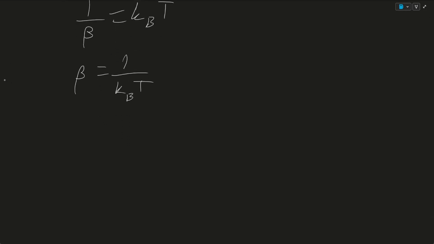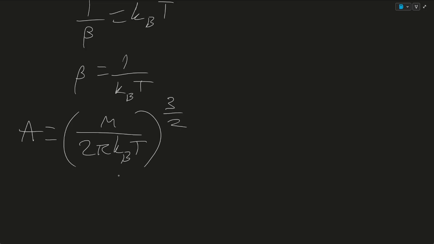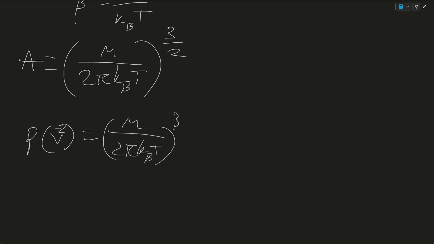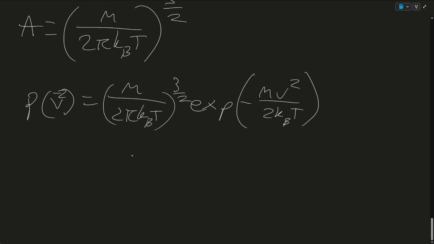Anyway, subbing that back in, we get that our normalization constant is, I keep forgetting my equals today, m over 2 pi kbt. I'm the king of algebra. 3 over 2. So P of V is m over 2 pi kbt, 3 over 2 times the exponent of minus mv squared over 2 kbt. Yep, I'm happy.